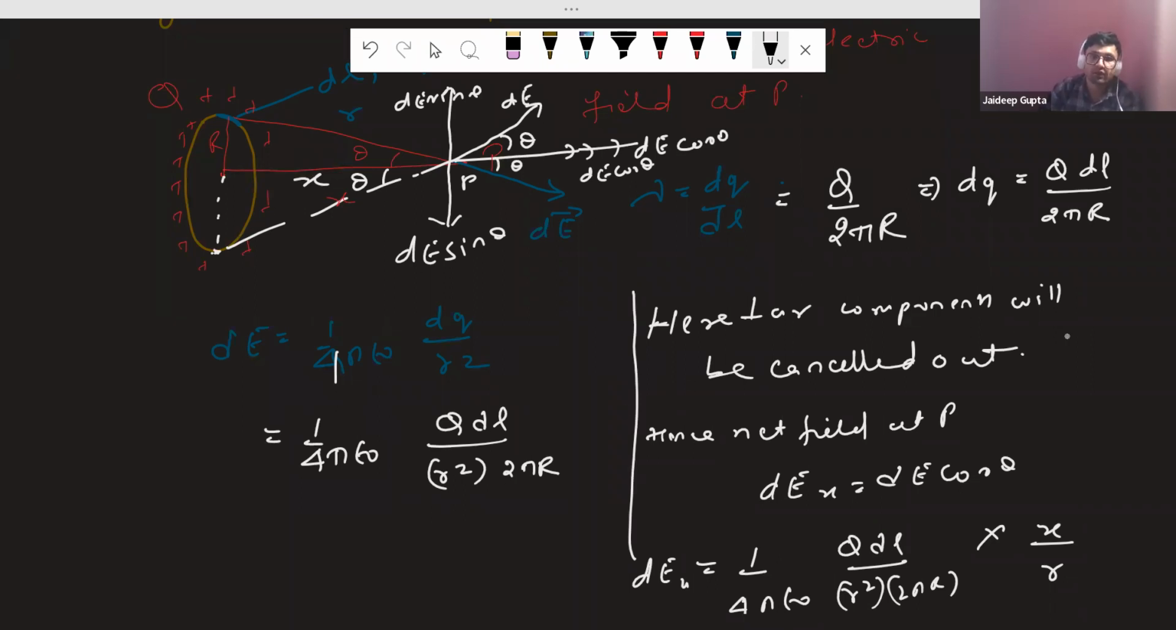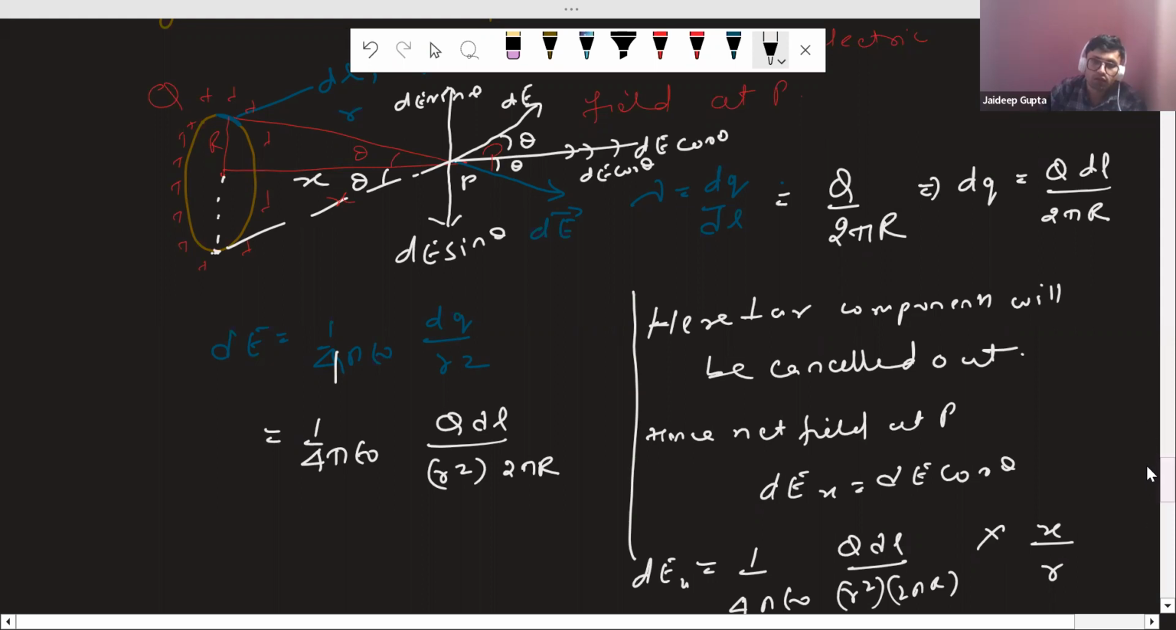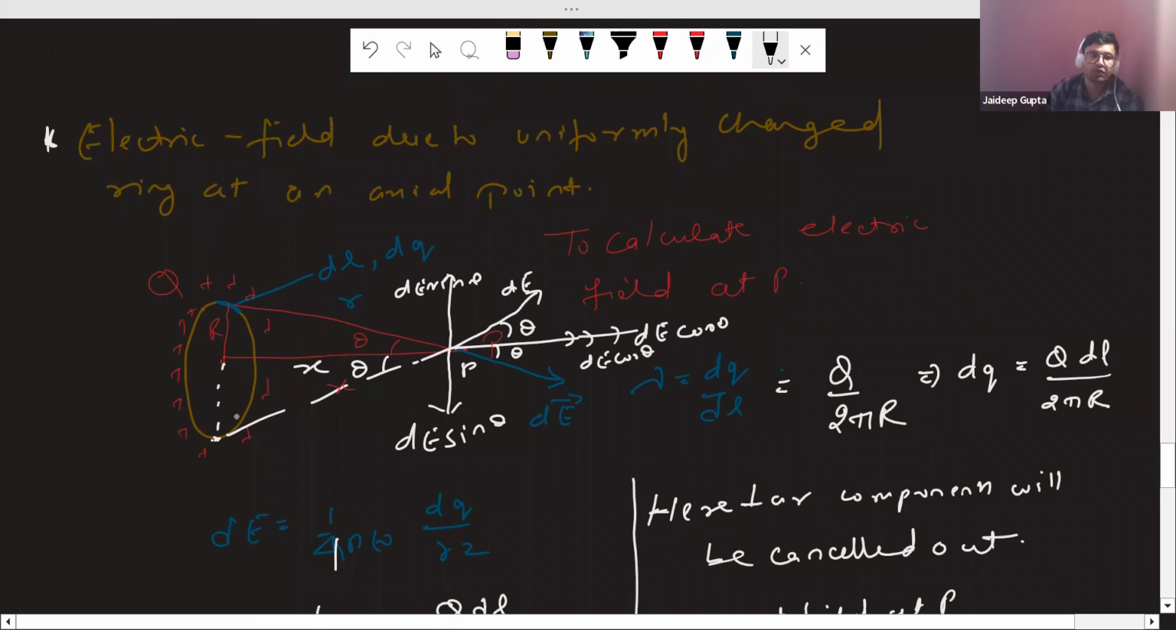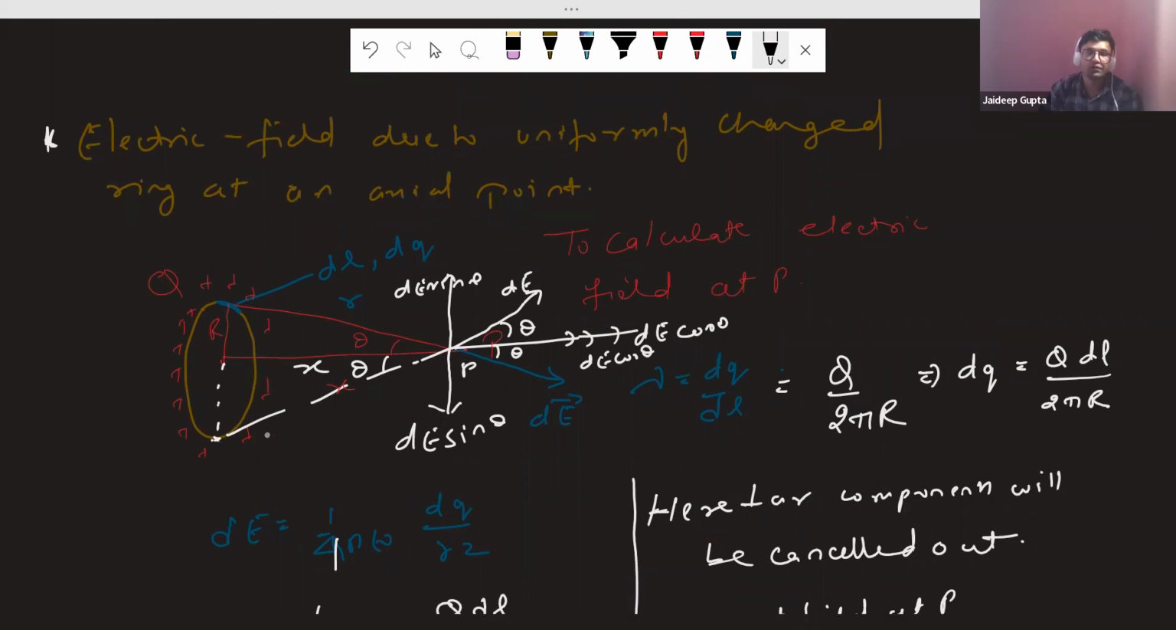Now further, due to the symmetry of this ring, if I assume the same element on the other side of the ring, a small charge dq, because the charge is uniformly distributed, you will get the same amount of electric field in this direction, making an angle theta. If I resolve it, de cos theta is the horizontal component and de sin theta is the perpendicular component.